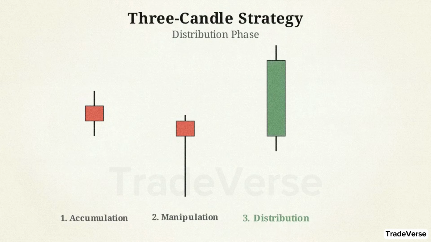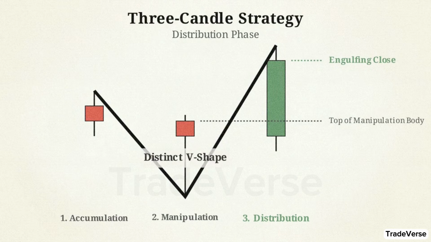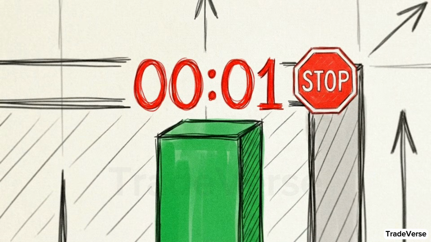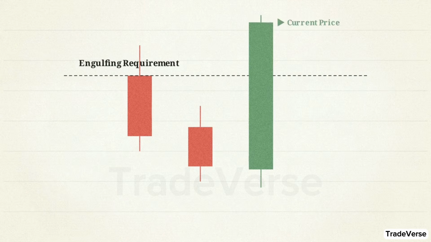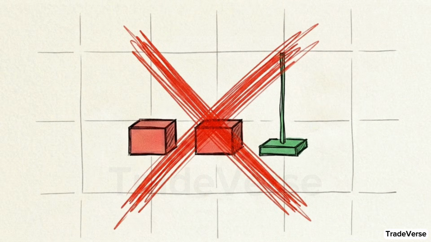This must be a large candle that moves in your trade direction and completely swallows the body of the manipulation candle. Visually, this creates a distinct V-shape. Do not enter the market before the timer on this 3rd candle runs out. If you act while the candle is still open, the price can retrace. That would invalidate the engulfing shape and turn a potential setup into a loss.